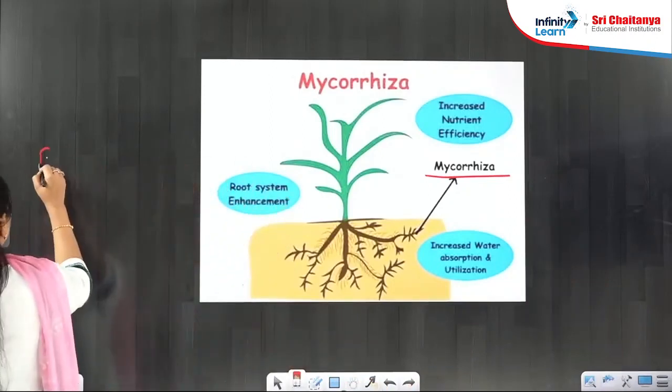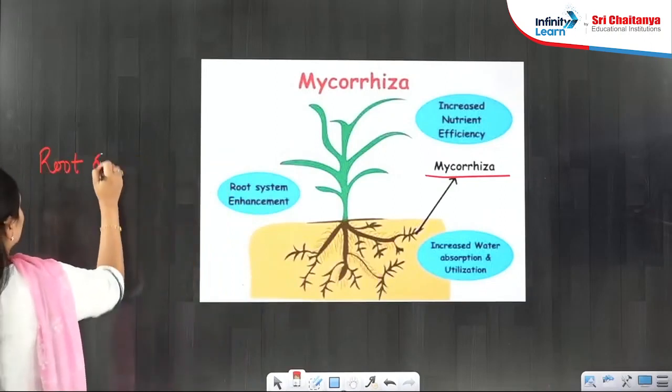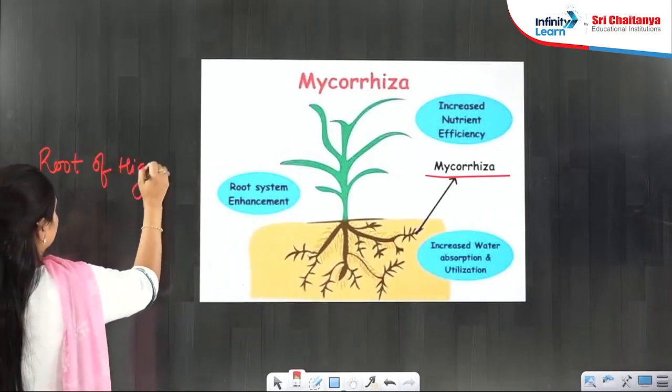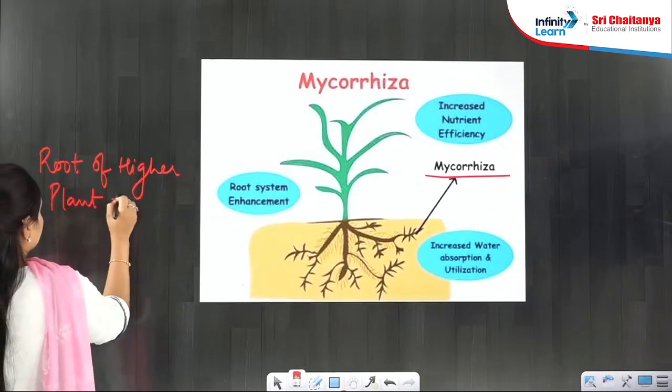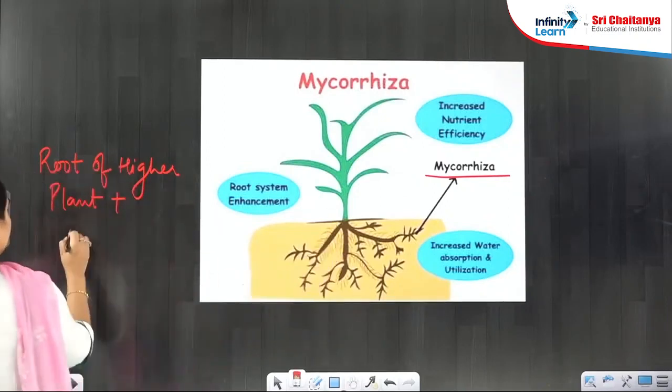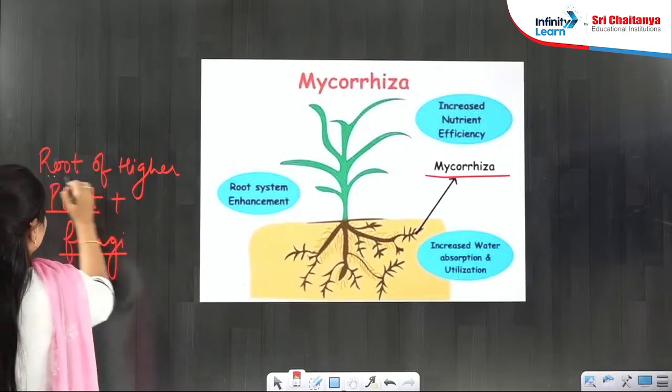Here it is the root of a higher plant. You can see this root. Yes or no? Root of a higher plant. And what is this? Fungi. Root of a higher plant and fungi, beta.